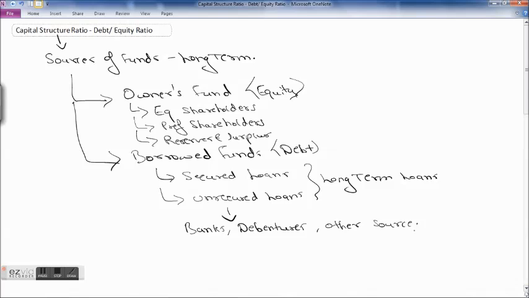So basically capital structure ratio will show you what is the position of your sources of fund. How much is the owner's fund, how much is the borrowed fund. Once you analyze your capital structure ratio, you will be able to know if you are optimally utilizing your debt and equity. In this session we will be learning about what is a debt equity ratio.